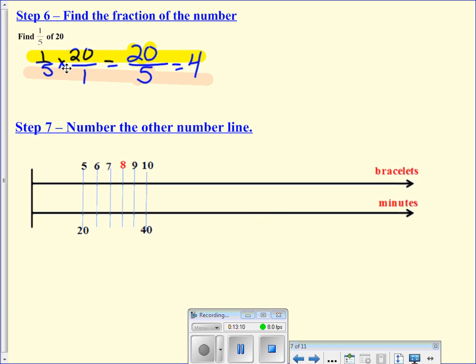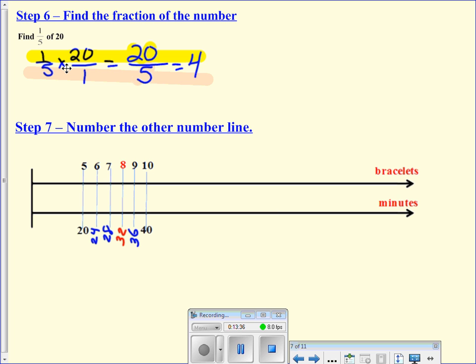So now I can number the other number lines. So this would be 24, 28, 32, 36, 40. Does that work out into even intervals? Did I pick 40 evenly? Yes.